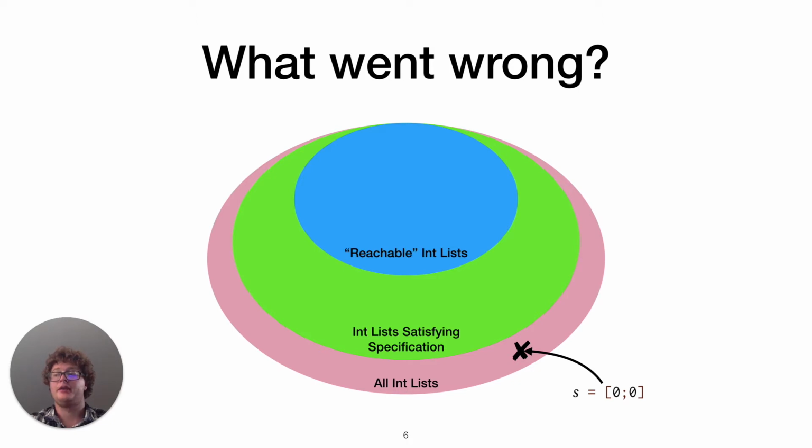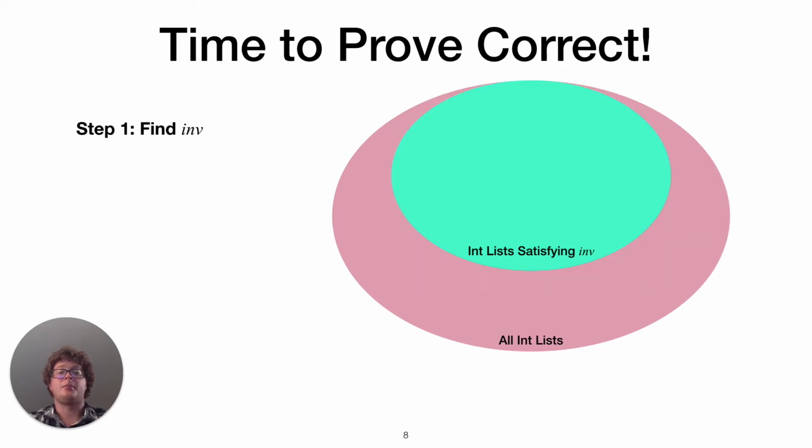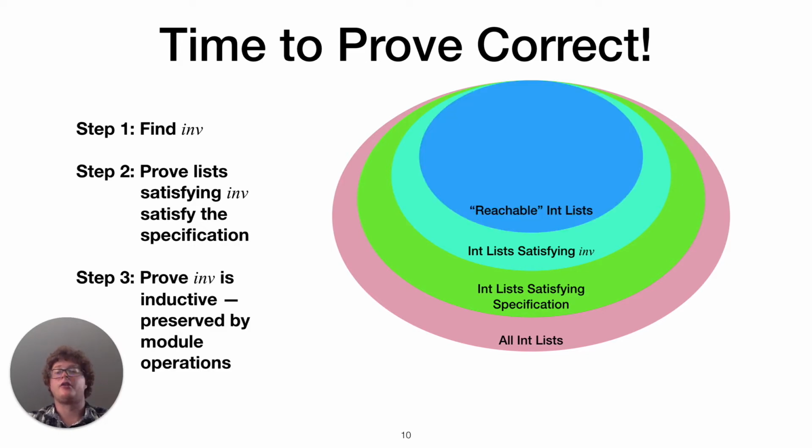of a set. Specifically, the list [0, 0] can never be built just using operations from the set interface, and is therefore not reachable. Fortunately, there's a standard procedure for resolving this. What we must do is find a representation invariant, a predicate over int lists that is sufficient to satisfy the spec, and is also invariant, or inductive, which means that it must be preserved by module operations. If we do this, then we prove that all reachable int lists satisfy the spec, and we're done.